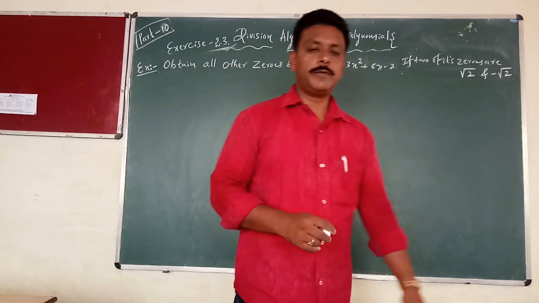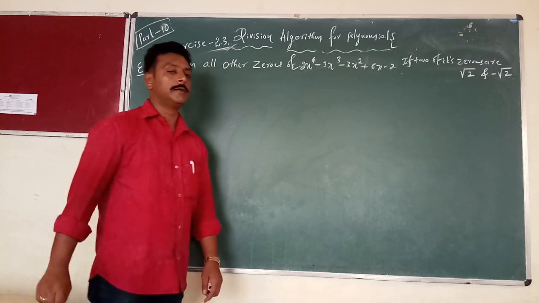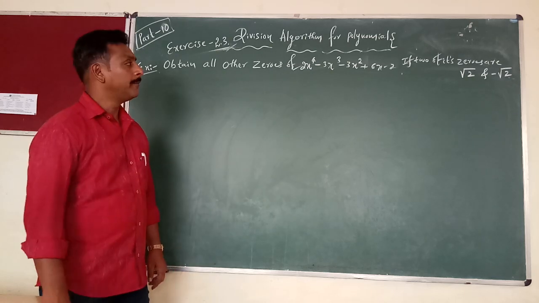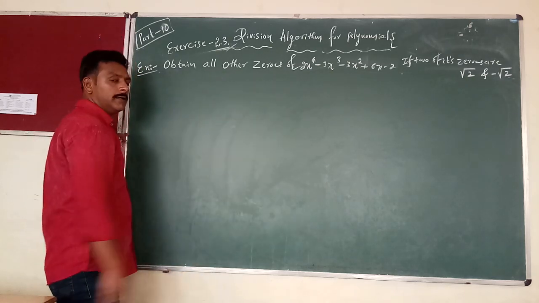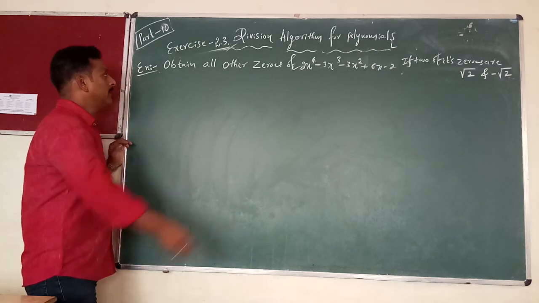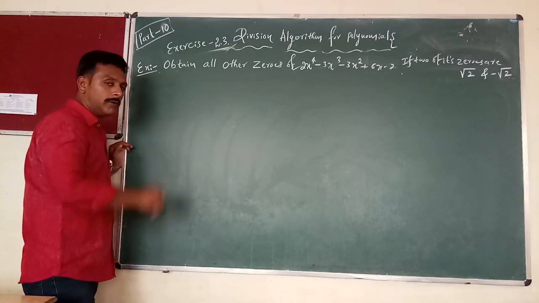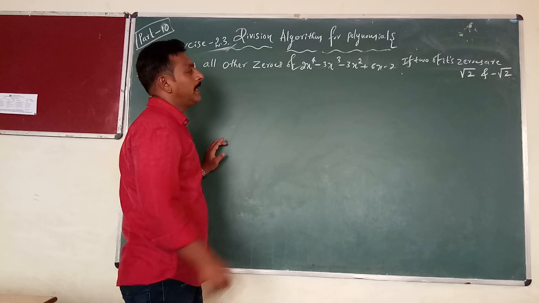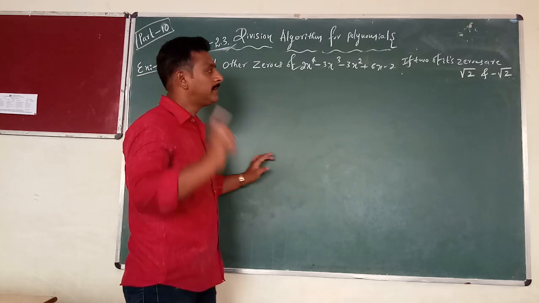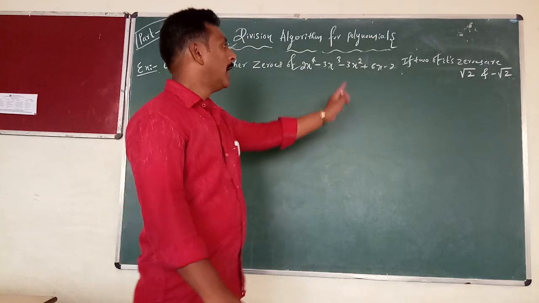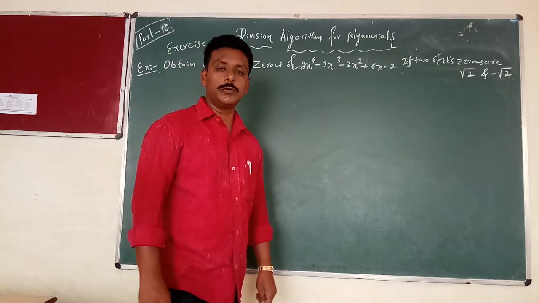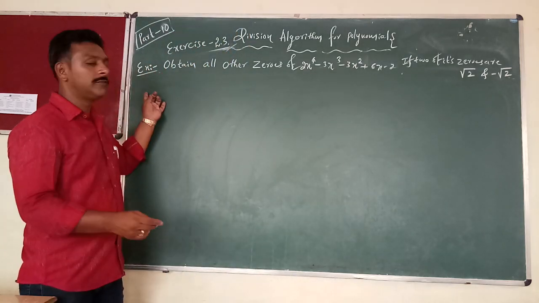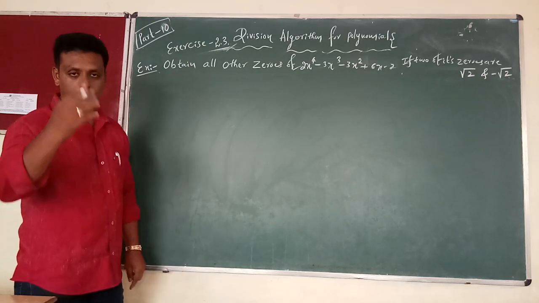Yes students, just now we finished the third example from exercise 2.3. As I told you, it is very important. For your sake, I am taking one more example similar to the third sum we solved, so that you can easily practice it. Obtain all other zeros of 2x raised to 4 minus 3x cube minus 3x square plus 6x minus 2. This is the given polynomial and two of its zeros are plus root 2 and minus root 2. So this is the given question. This is not from your textbook. This is an example for practice purposes.